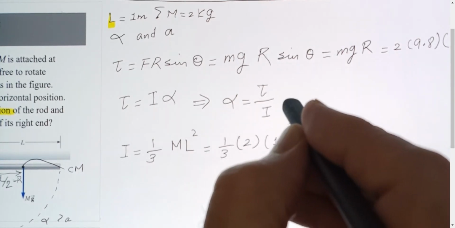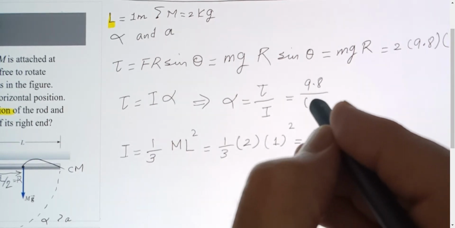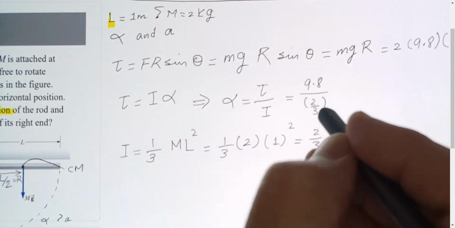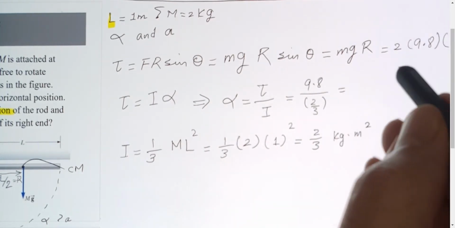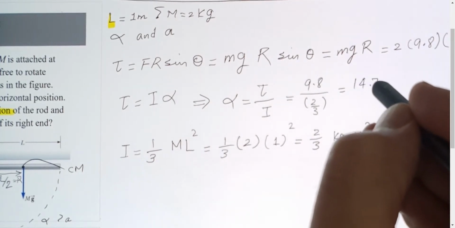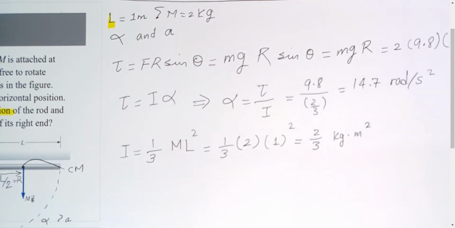So we put it here, torque is 9.8 divided by 2 over 3. It will give me alpha. And if you use your calculator, it will give you 14.7 radian over second square. Moment of inertia will be given for you unless I give you everything else and I ask you for the value of moment of inertia.